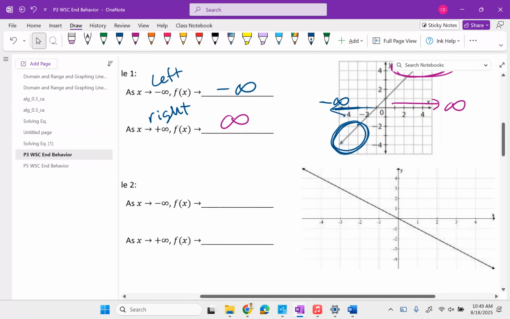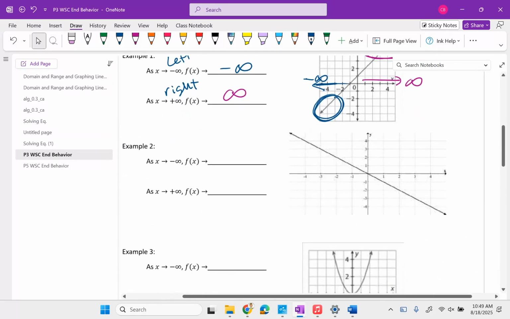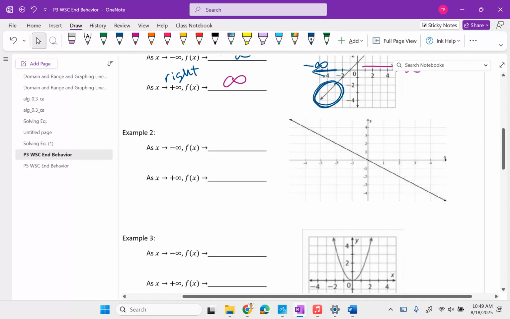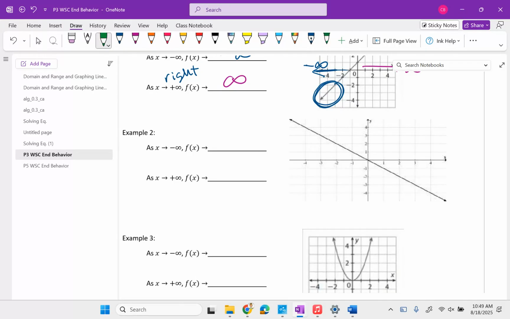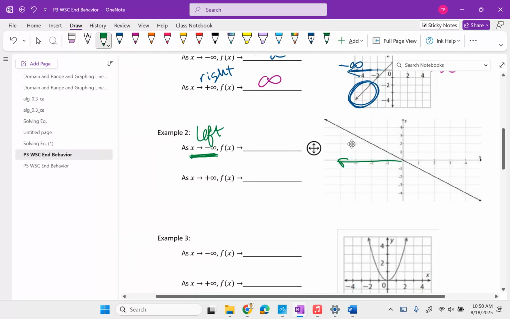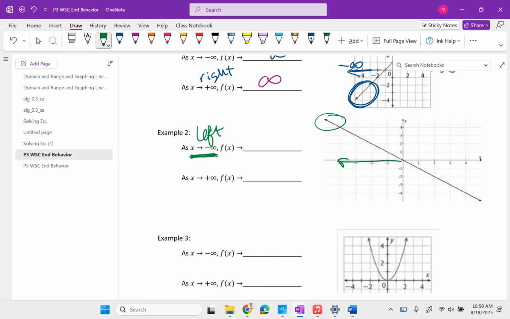Okay? All right. Looking at example 2. Okay? So, first of all, if we're going to negative infinity on the x, what direction are we talking about? Left or right? Left. So I'm going left first. Okay? So as this graph is going this way, so that arrow is pointing to the left. If I'm looking at the y direction on that arrow, which direction is it pointing? Up. So if I'm going up, what does that mean about my graph?